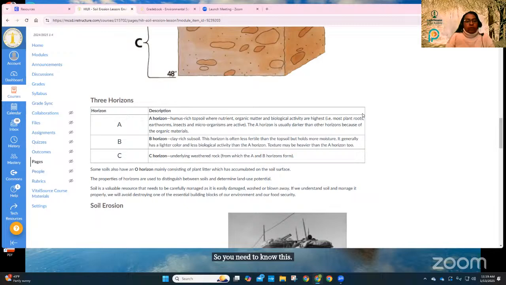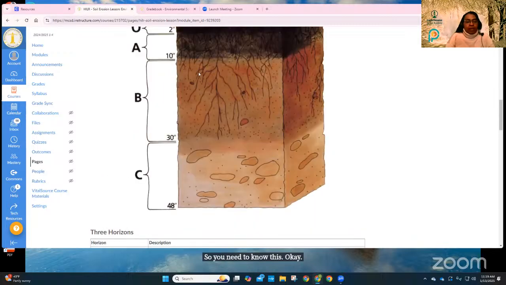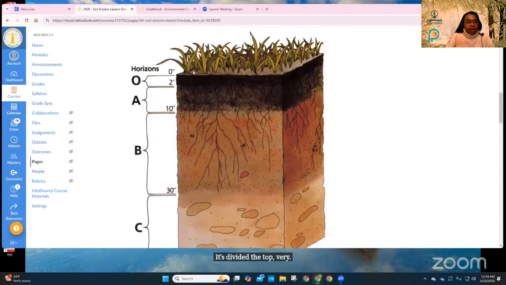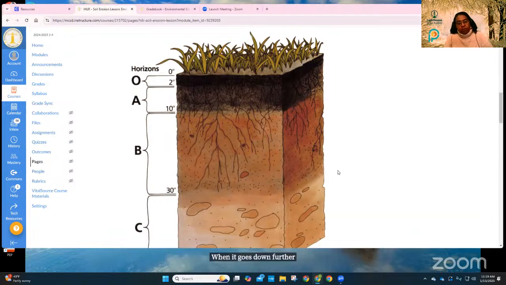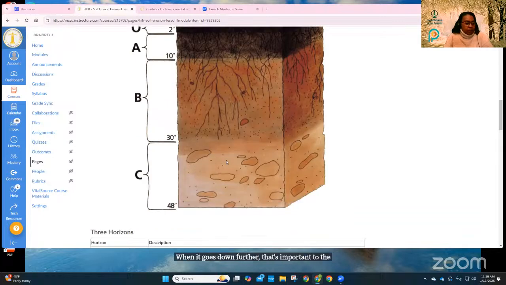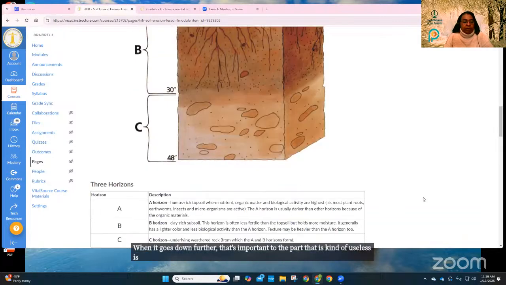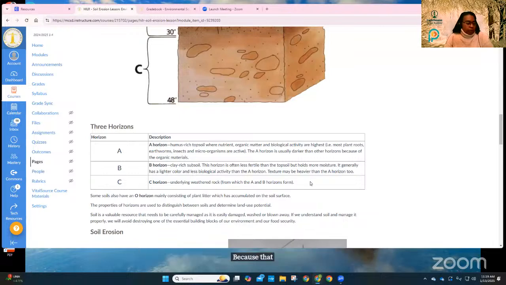Okay, so it's divided, the very top part, the topsoil, that's where everything is growing, and that's where all the nutrients are. But notice that the roots go down further. So when it goes down further, that's important too. The part that is kind of useless is down here at the bottom, because that's just rock. So nothing's going on down there. But the A horizon and the B horizon, those are important.